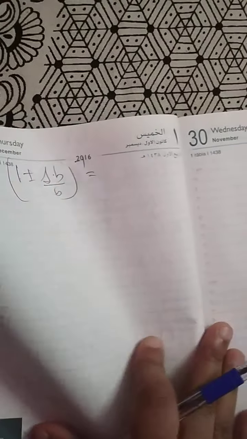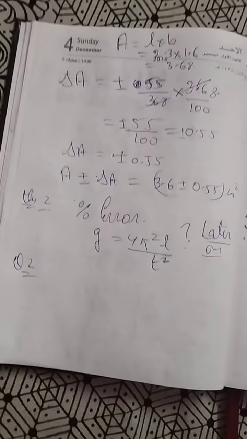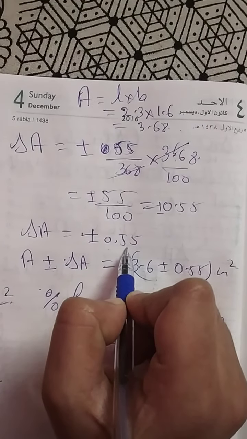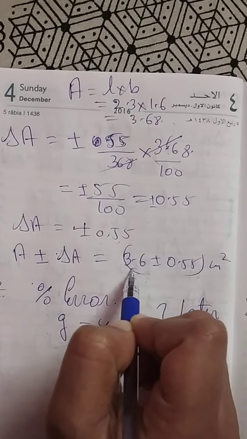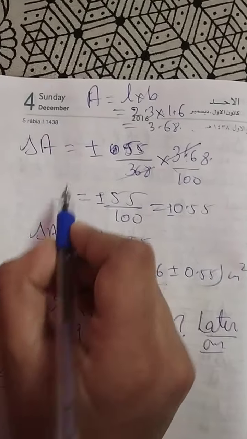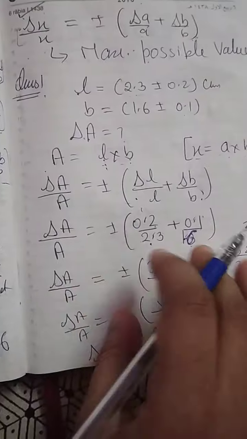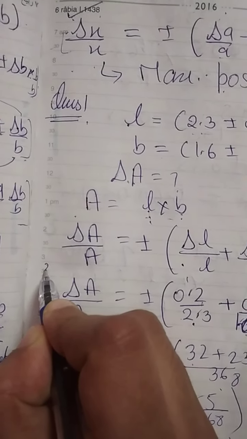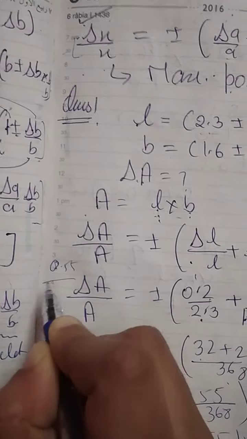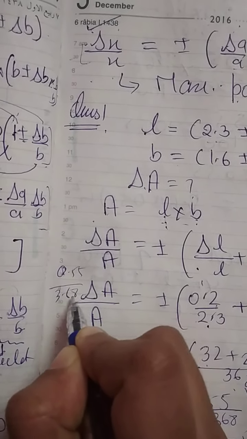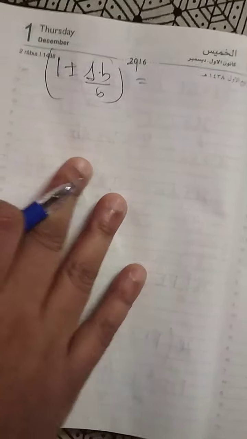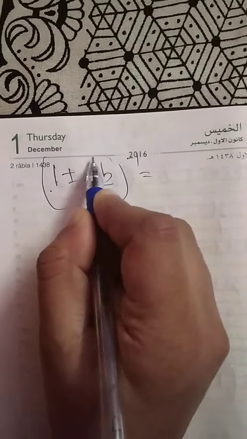As you noticed in my previous video, for example, I solved this question. You remember the error was 0.55 and the value is 3.68. So look, delta a is 0.55 and a is 3.68, right? So you can see the denominator is very large and the numerator is very small. So as compared to 1, this value is very small.